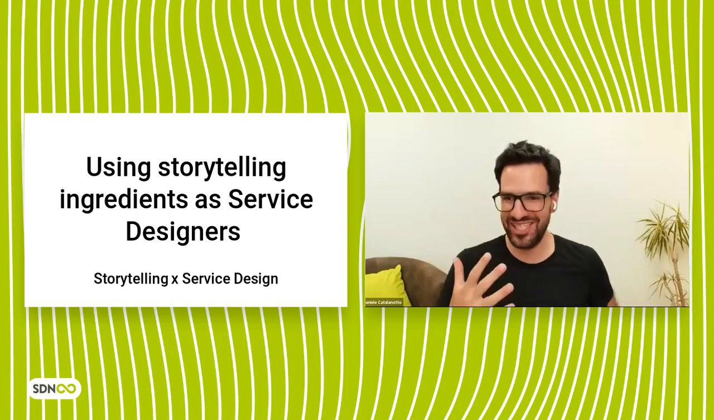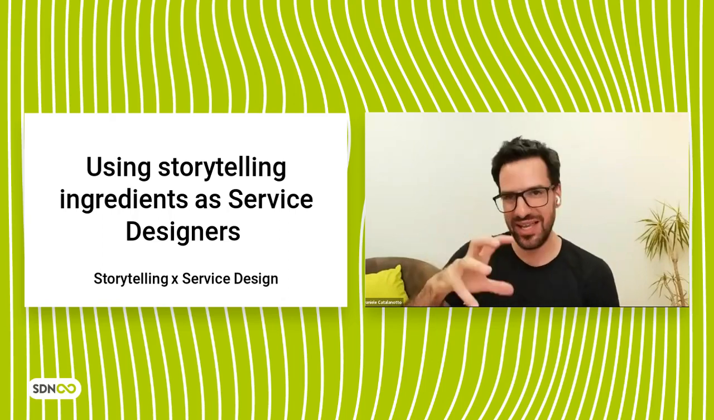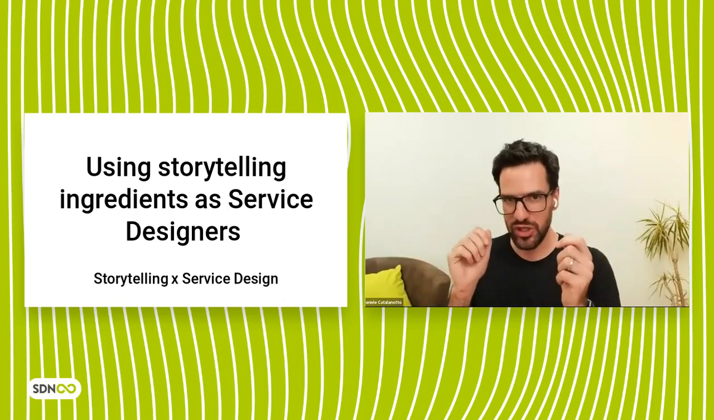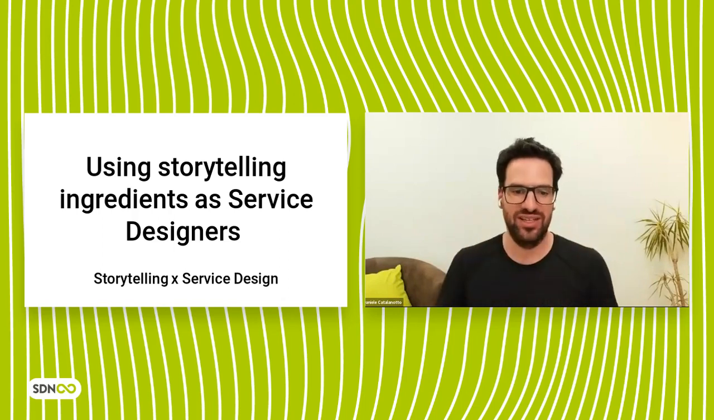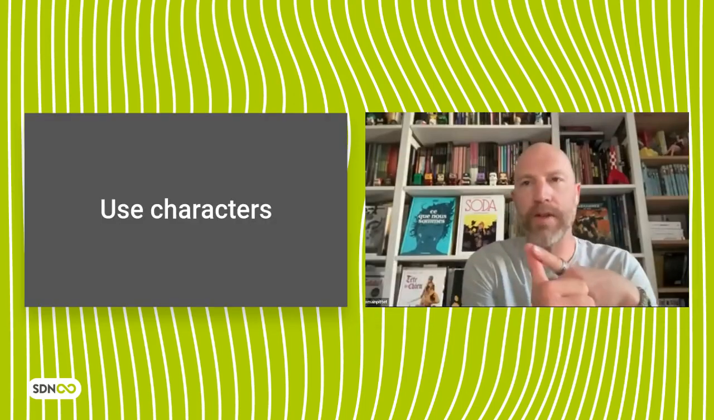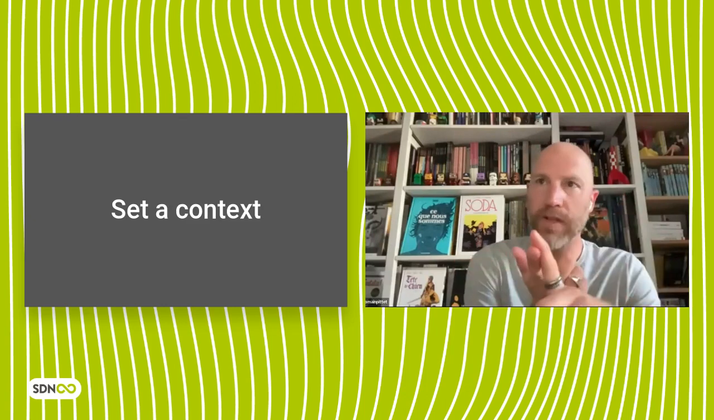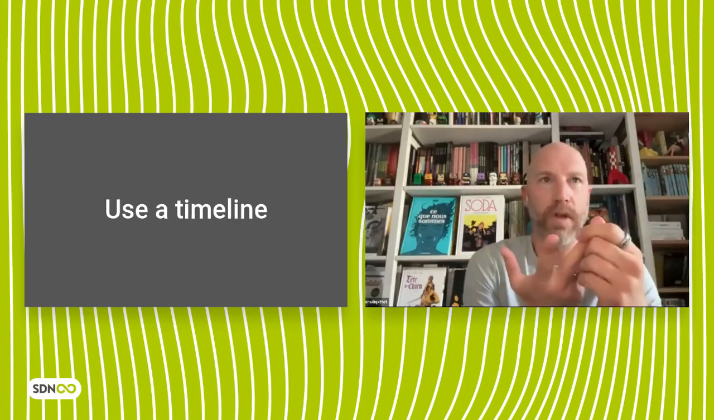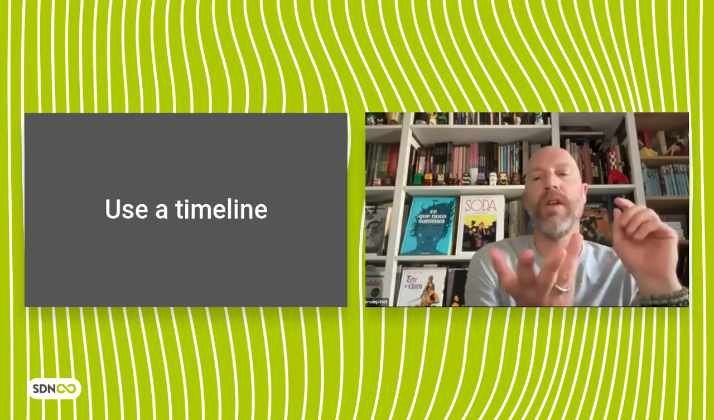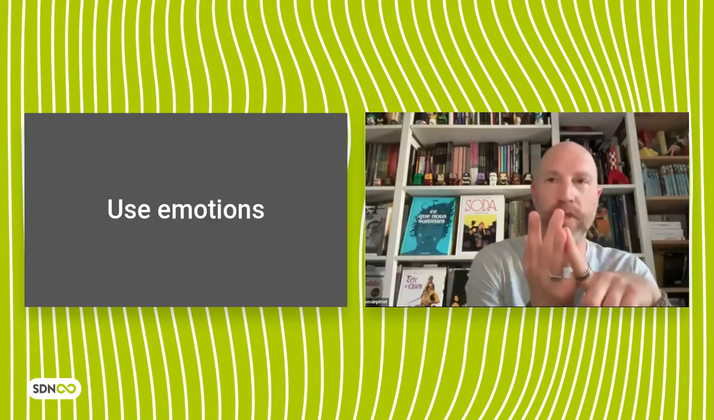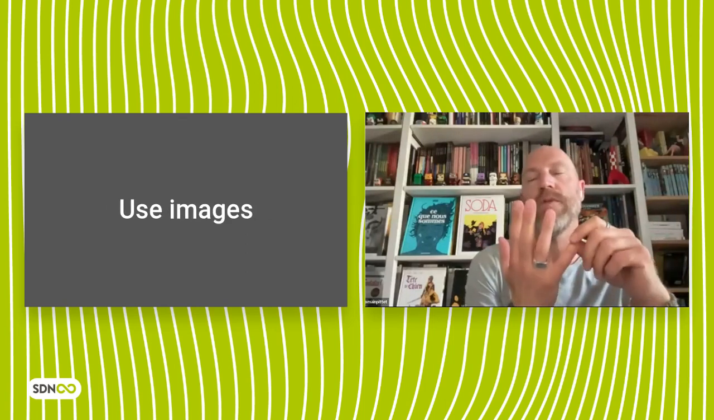We have 5 ingredients that we can use as service designers to add some sparkles of story elements. So you should use characters, you should set a context, you should use timeline, you should use emotions, and of course you should use images.